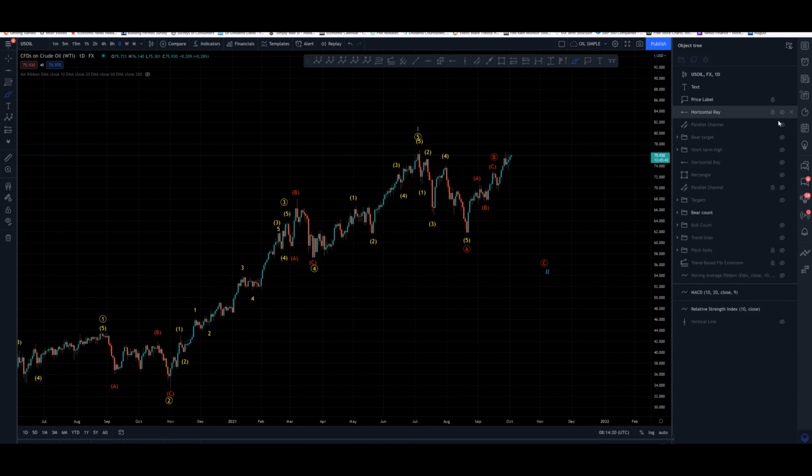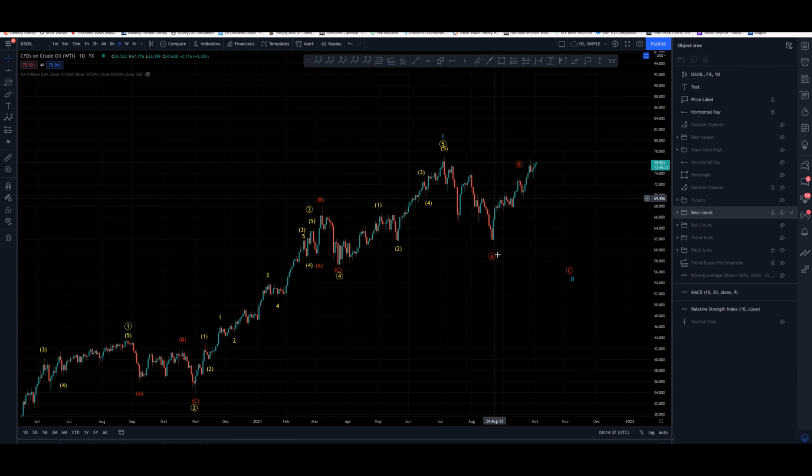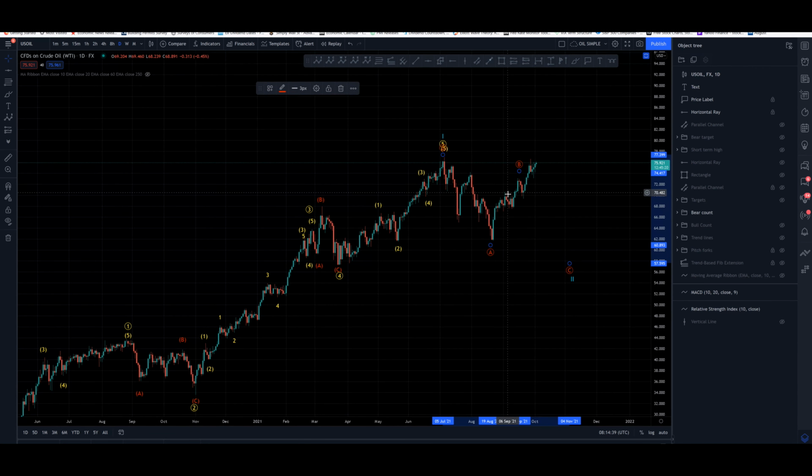Okay, and if we bring up our parallel channel here, we can see that we breached the channel and have almost made a new high. So if we're going to give this count any validity at all, we have to treat this as a W, I think, or an A for a 3-wave move. We'd have to then consider this as a zigzag. So maybe this is 5 waves into here, A, B, and then 1, 2, 3, 4, 5. So perhaps an expansive B to a new high, and then a C in 5 waves to a new low.